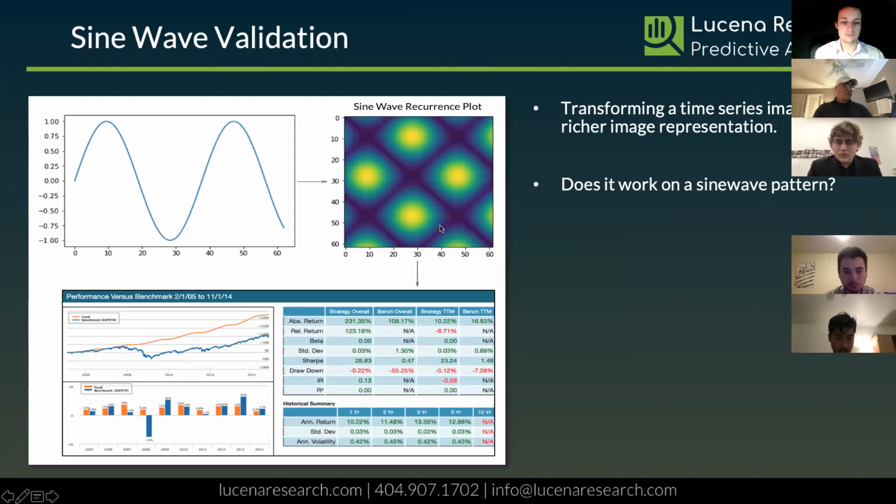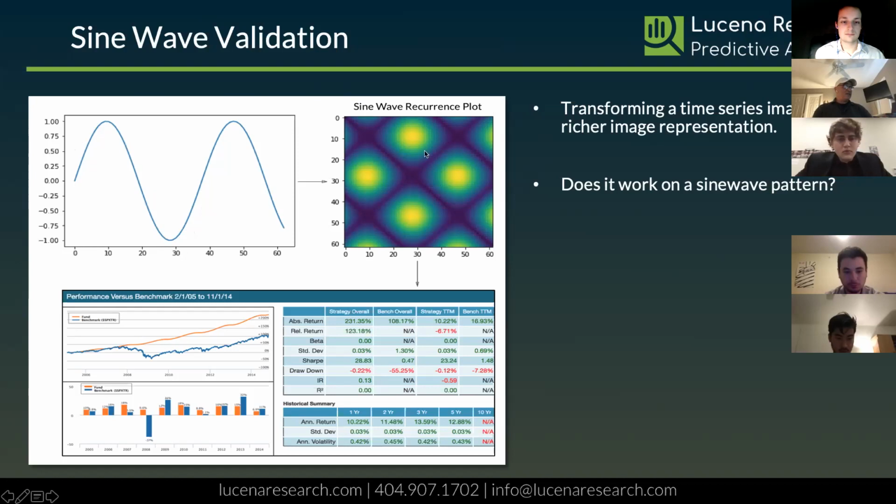And what we found is that if you take the Euclidean distance between every two points in that time series, you can have a nice visual representation that's much richer in content. And we tried it against the sine wave, because the sine wave is a really nice way to try a concept, because it has a repeatable pattern. And you can say, hey, if I can train the machine to buy when you are at the lowest point and sell when you're at the highest point, I should have a really nice, smooth outcome.